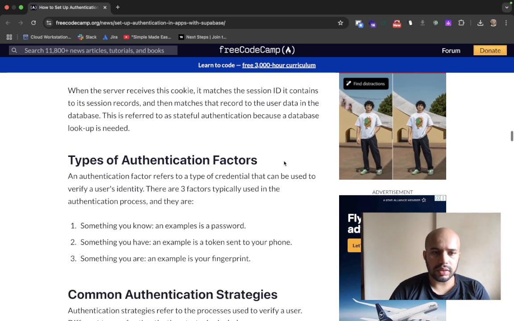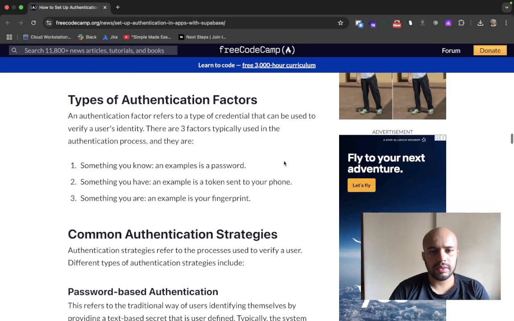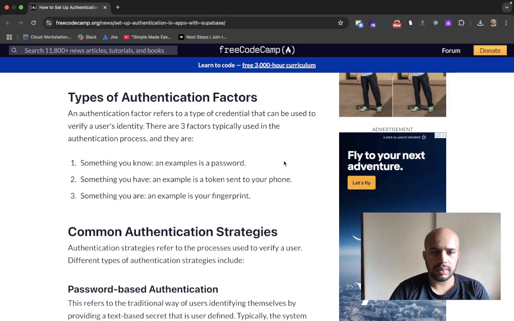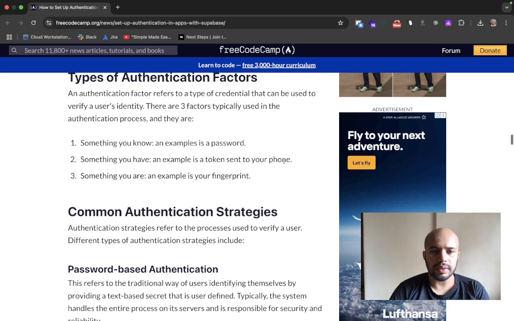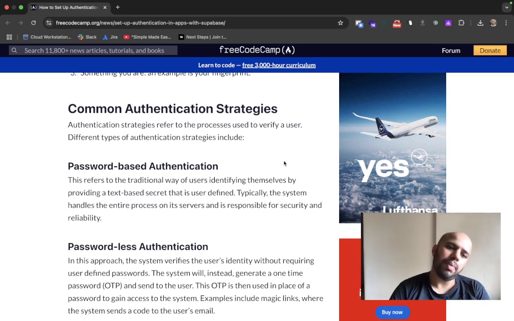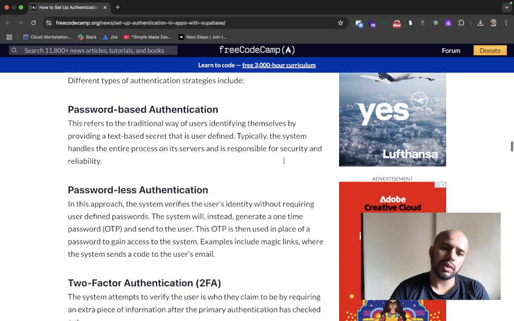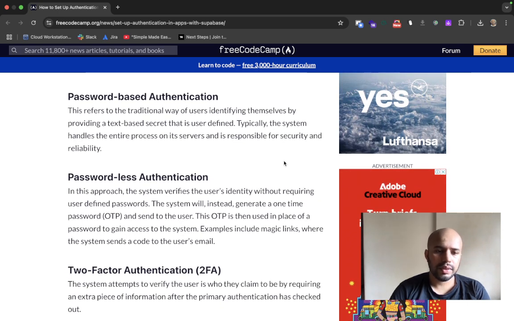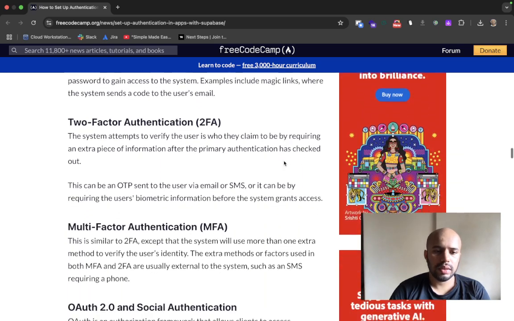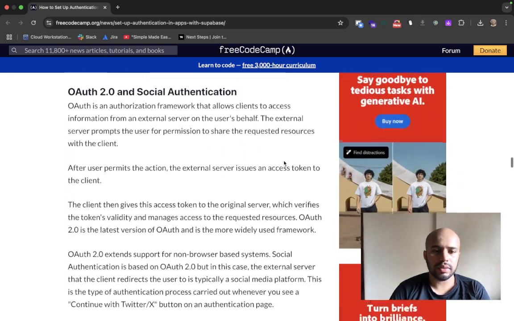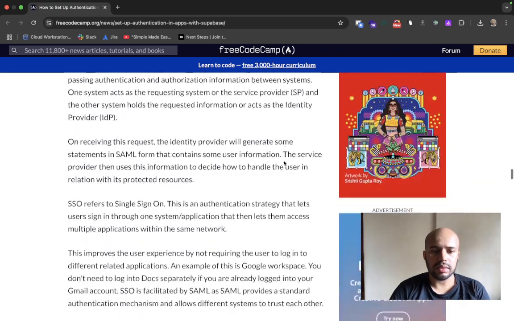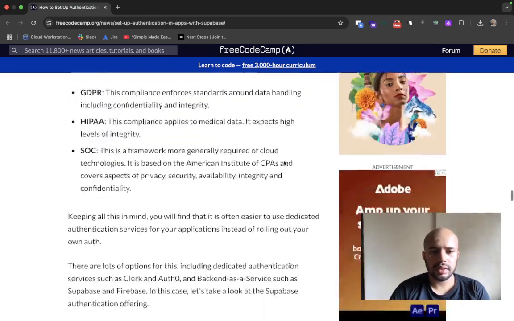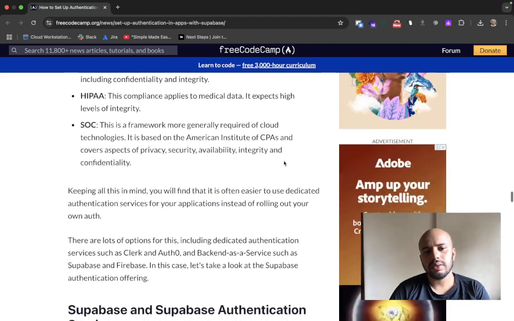Types of authentication factors. An authentication factor refers to a type of credential that can be used to verify a user's identity. Sometimes an example is a password, sometimes a token sent to your phone, sometimes a fingerprint. There's password-based authentication, passwordless authentication, two-factor authentication, multi-factor authentication, OAuth 2.0 social auth, SSO, SAML. Authentication and security: you have GDPR, HIPAA, and SOC compliance.